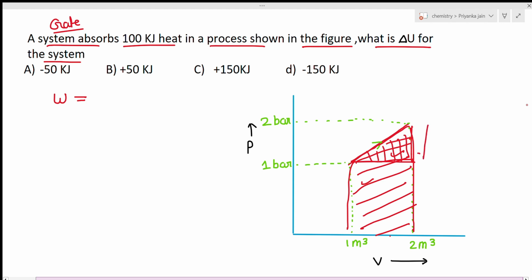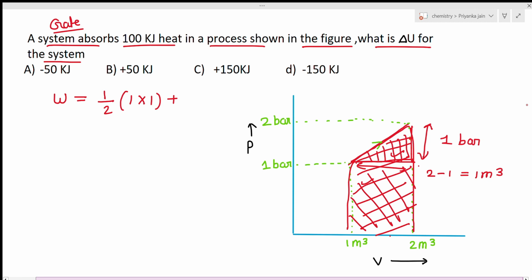Okay, so this height will be equal to 2 minus 1, which is 1 bar. And this base will be equal to 2 minus 1, which is 1 meter cube. So half into 1 into 1, plus this area you have to calculate now, this one area.